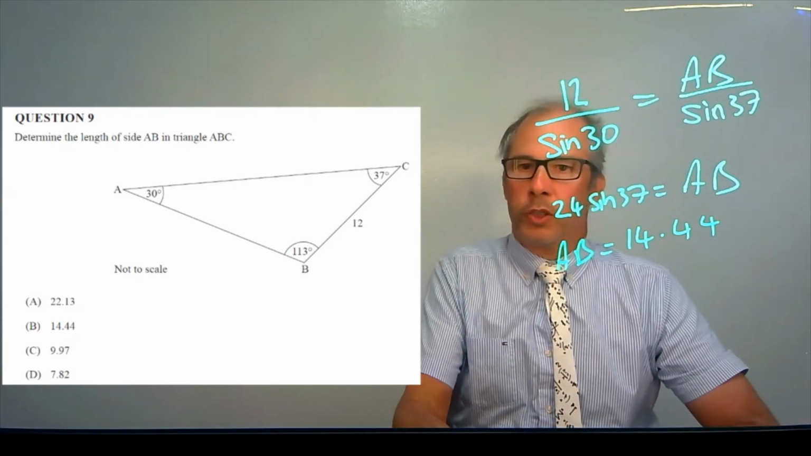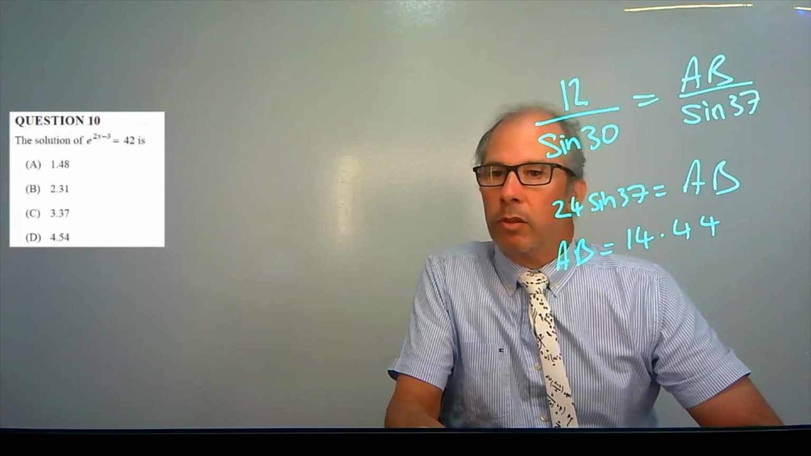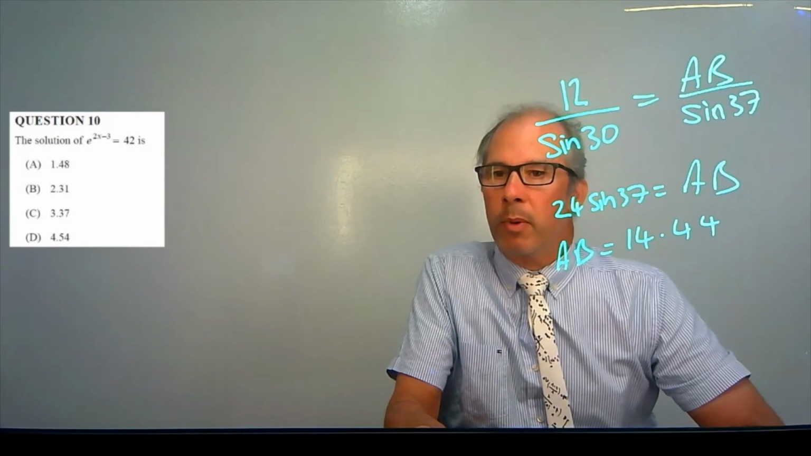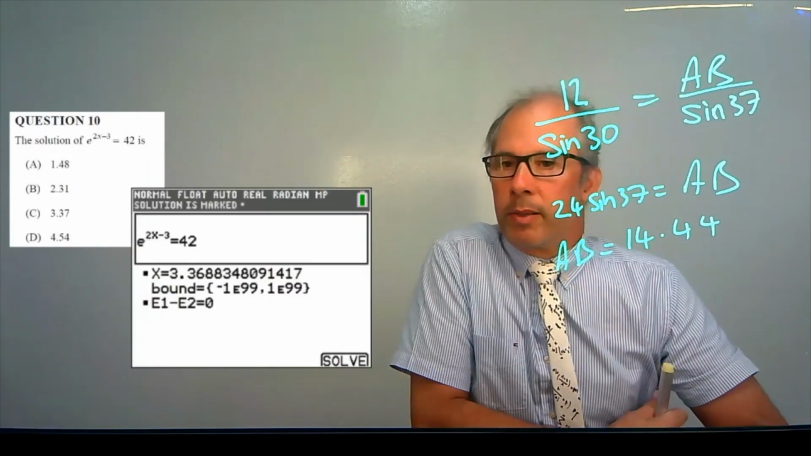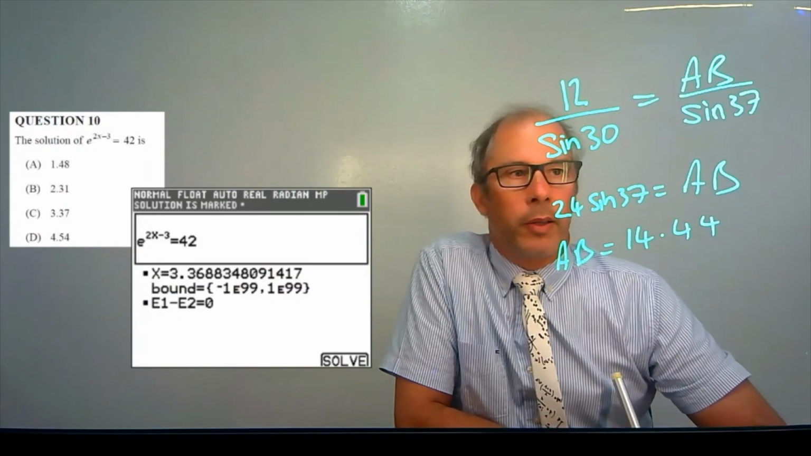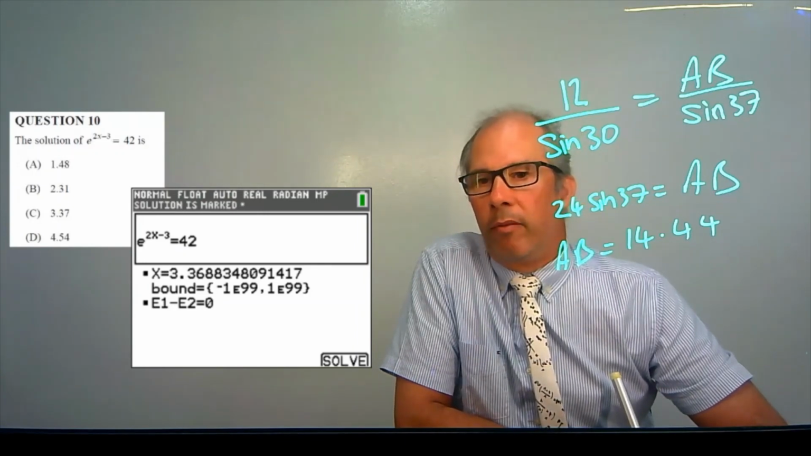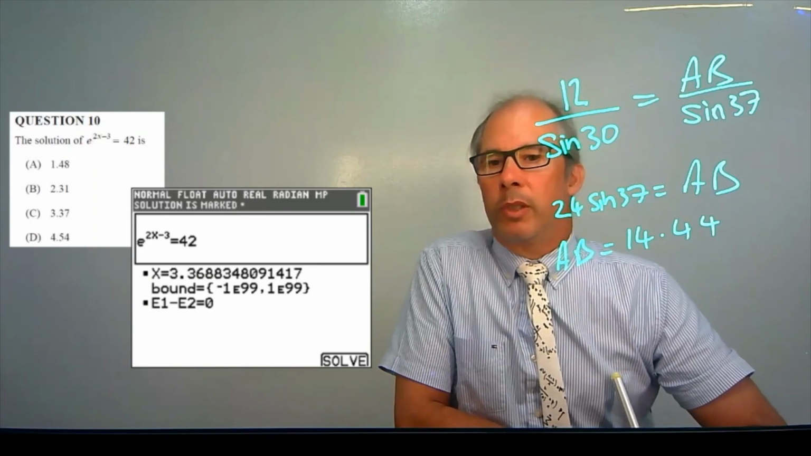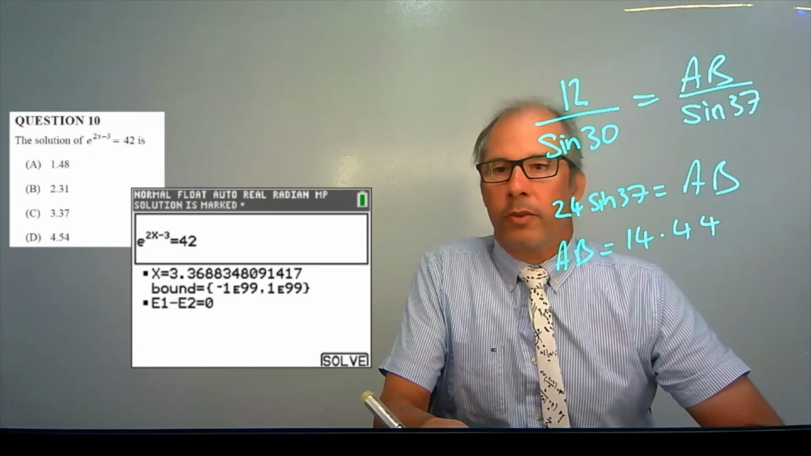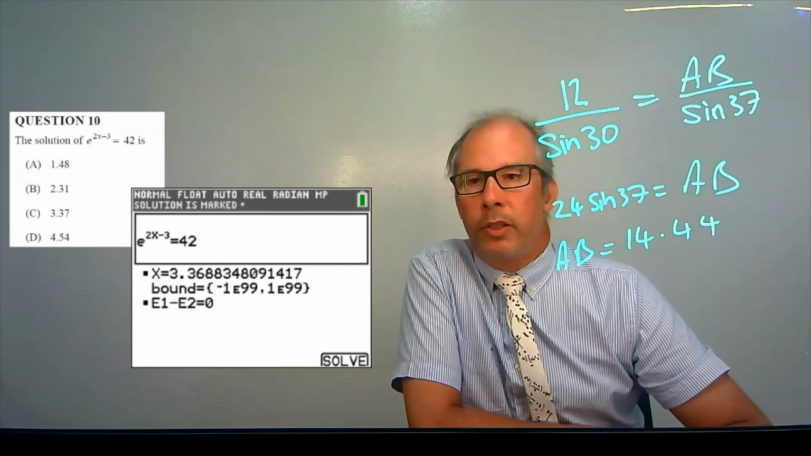On to question 10 now. The solution of e to the power of 2x minus 3 equals 42. For this one, I simply put that into my solver on the calculator, set up an equation, e to the power of 2x minus 3 on one side, 42 on the other, and I've got an answer of x equals 3.36, 3.37 rather, which is answer C. So that is paper 2 of the QCAA 2022 Technology Active multiple choice questions.